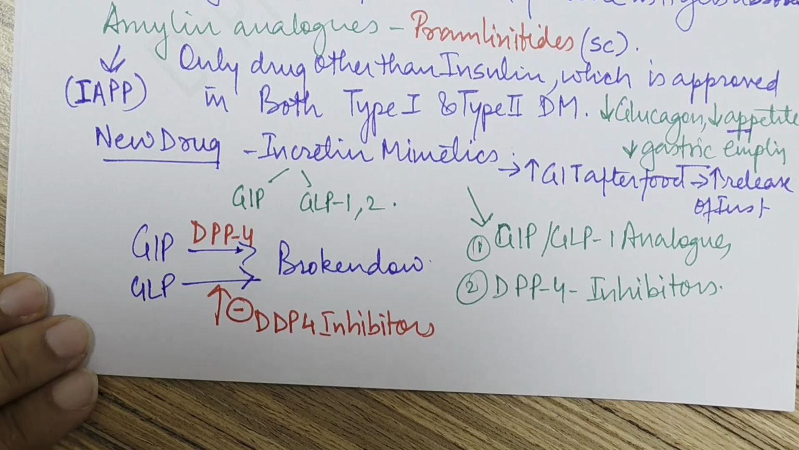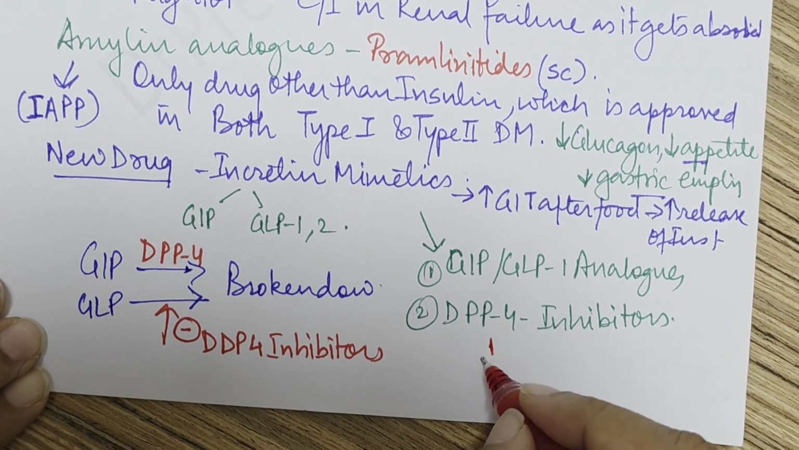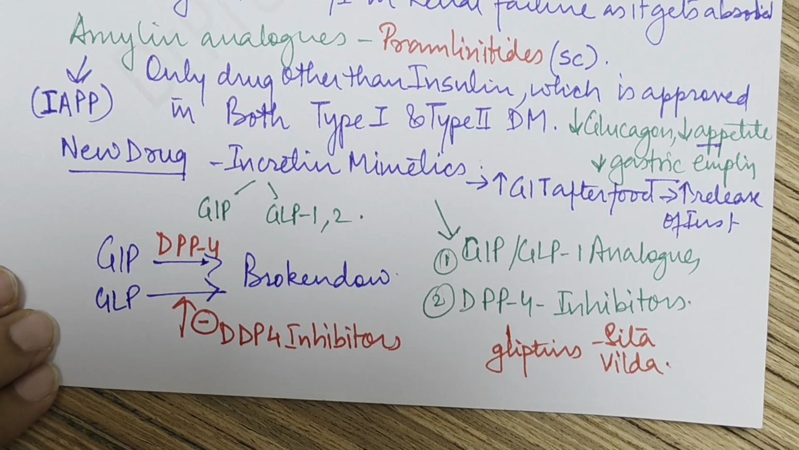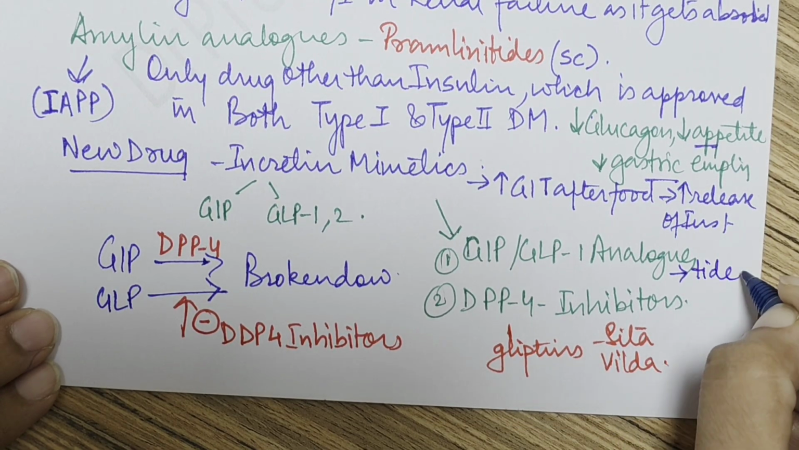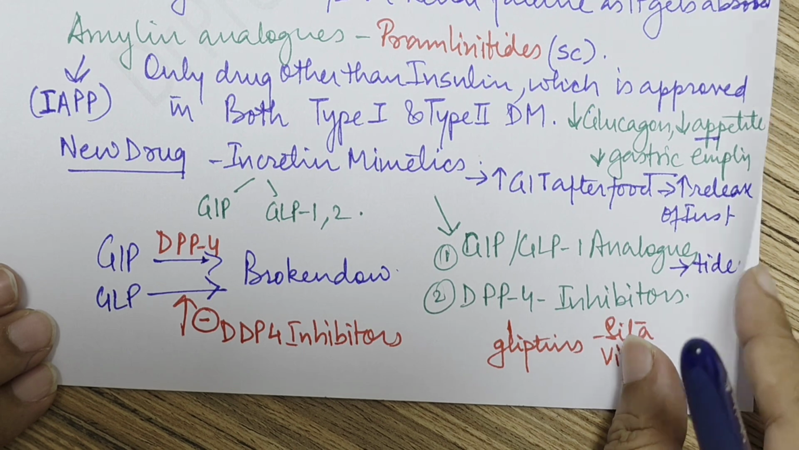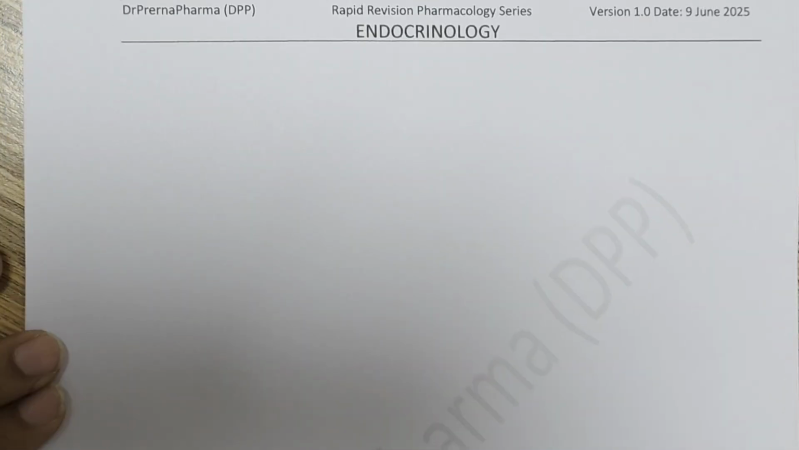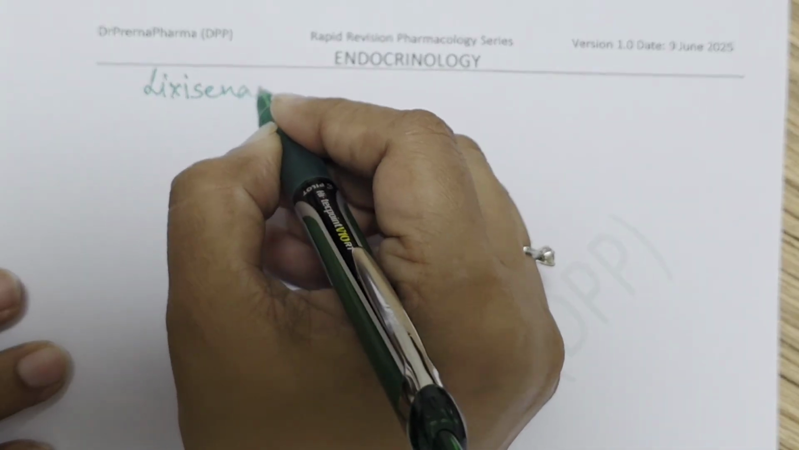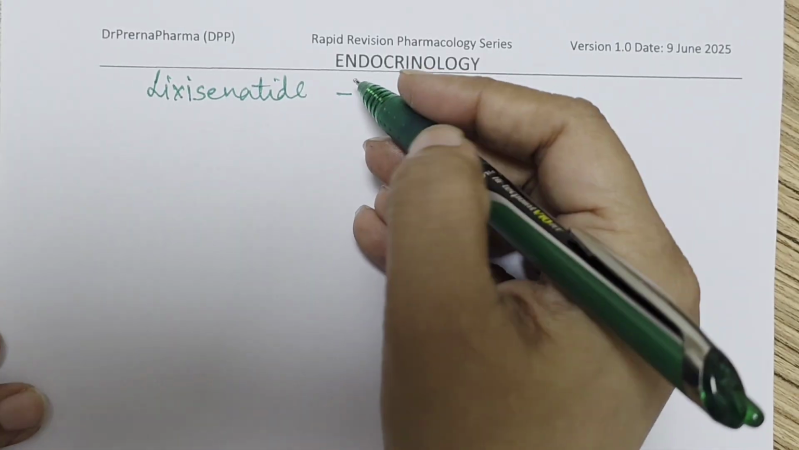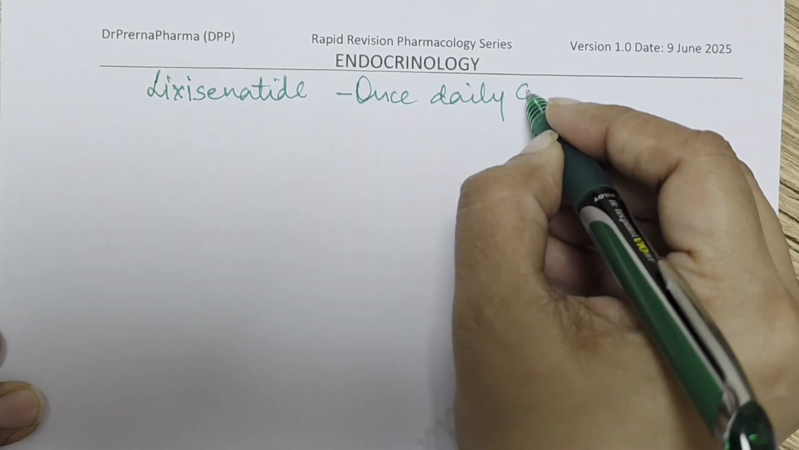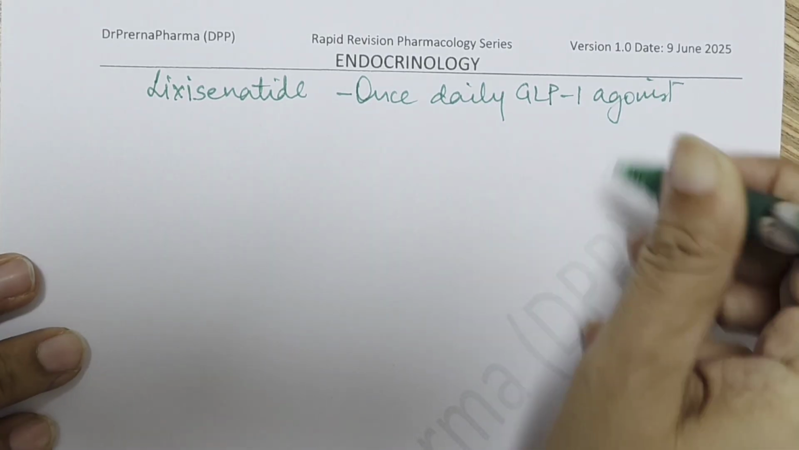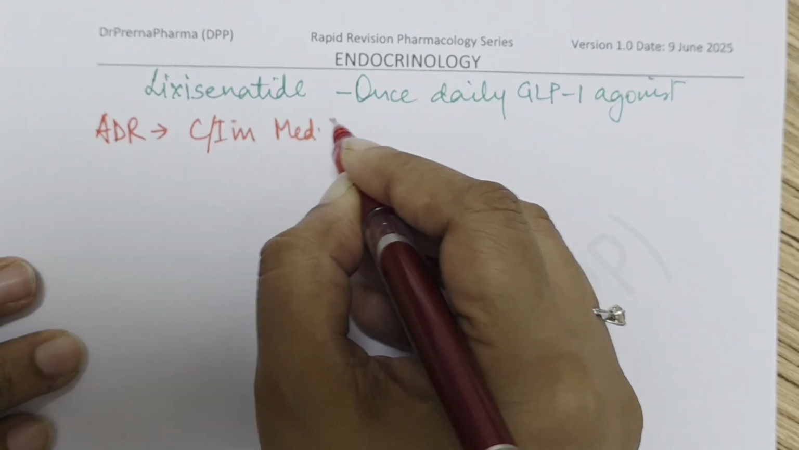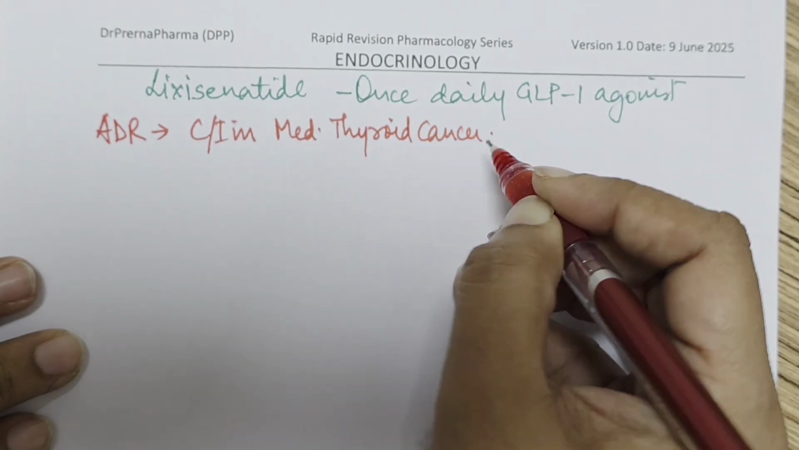So these DPP4 inhibitors में we have gliptins, that is sitagliptin, vildagliptin, all these, and in GLP GIP analogs we have exenatide, liraglutide, semaglutide, like this. Okay, so इनके बारे में तो हमें पता ही है. There is a new drug, lixisenatide. Now this lixisenatide is given once daily. It is a GLP-1 agonist. Okay, what is the ADR? It is contraindicated in medullary thyroid cancer.